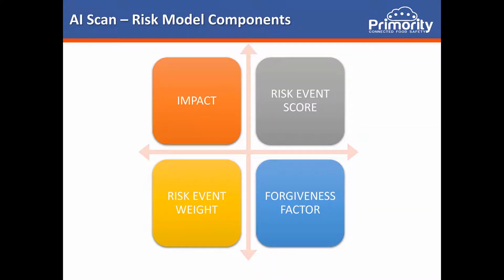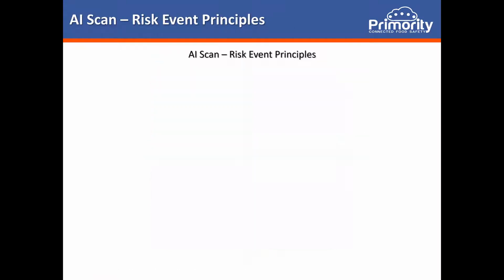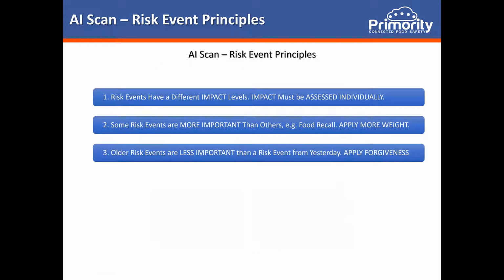Clearly, something which happened yesterday is much more important to your business than something that happened 5 years ago, and we should take that into account when we're trying to model risk. So I'll be able to show you how we've gone about this shortly when we get to the system. So there are some key principles here that we need to think about, and that is that risk events which happen in your supply chain, whether you know about them or not, have different impact levels, and this impact must be assessed individually. So at some point, someone needs to look at these events and make a judgment call on whether you're affected by this particular incident, and if so, how big, how significant is that?